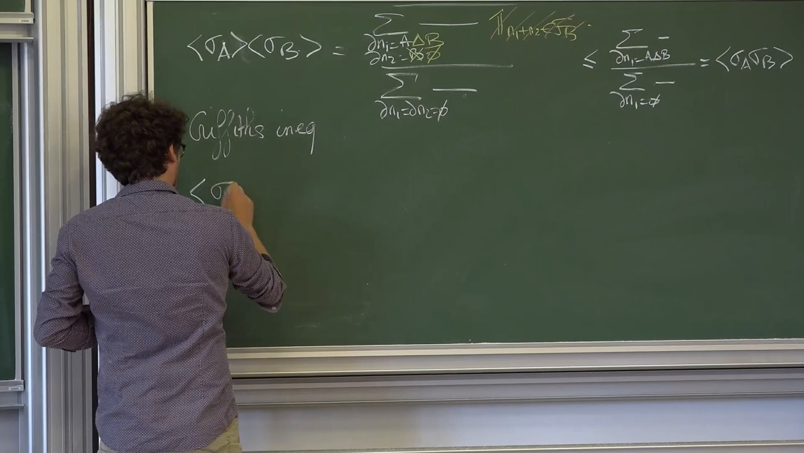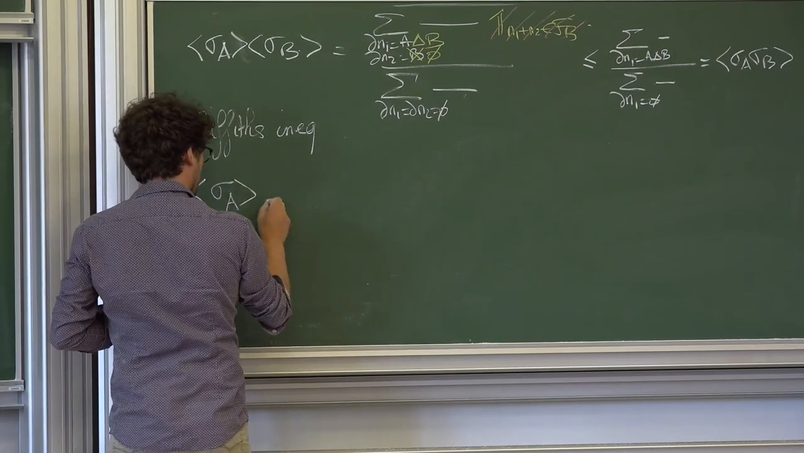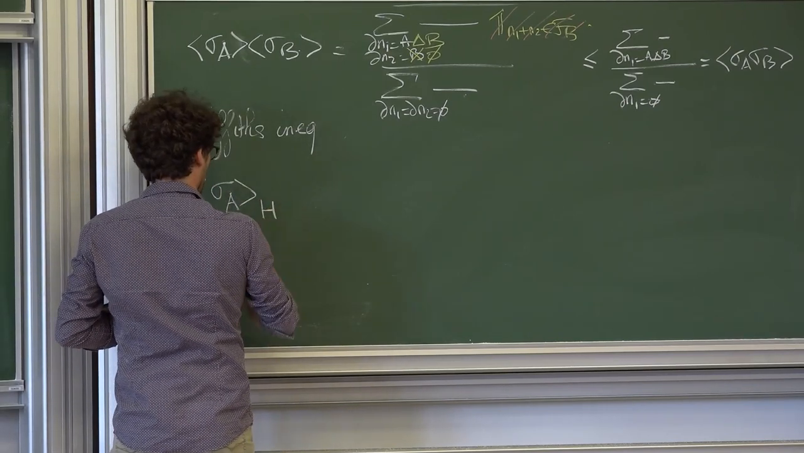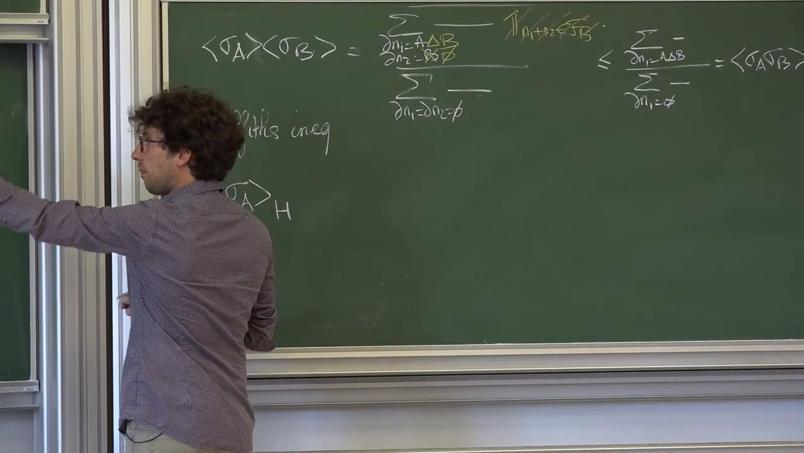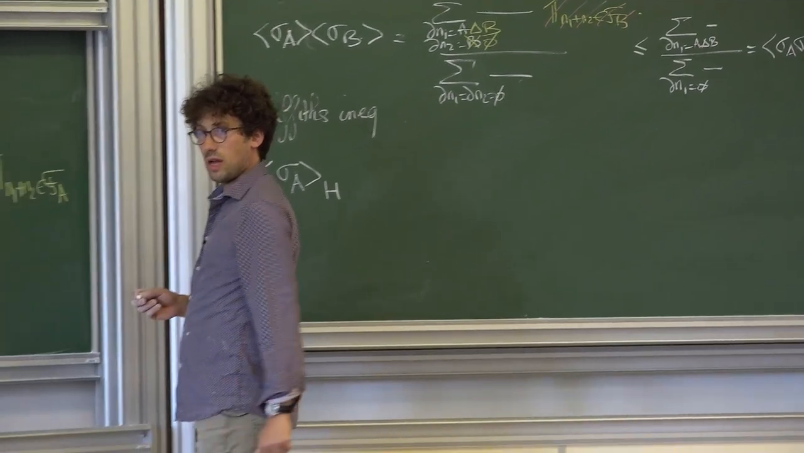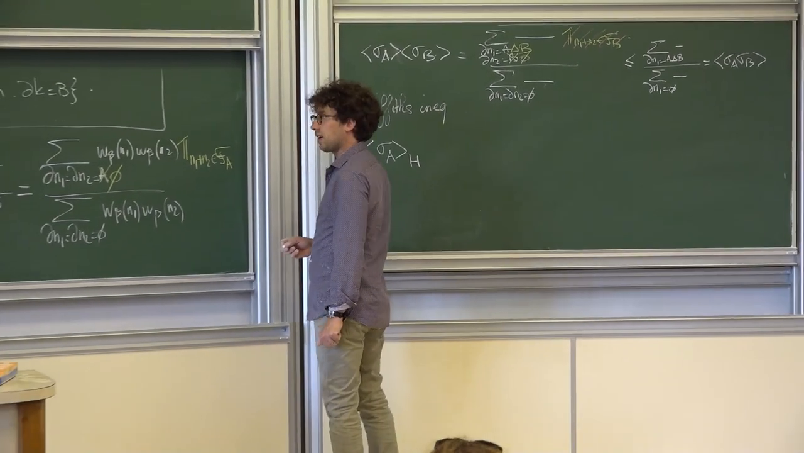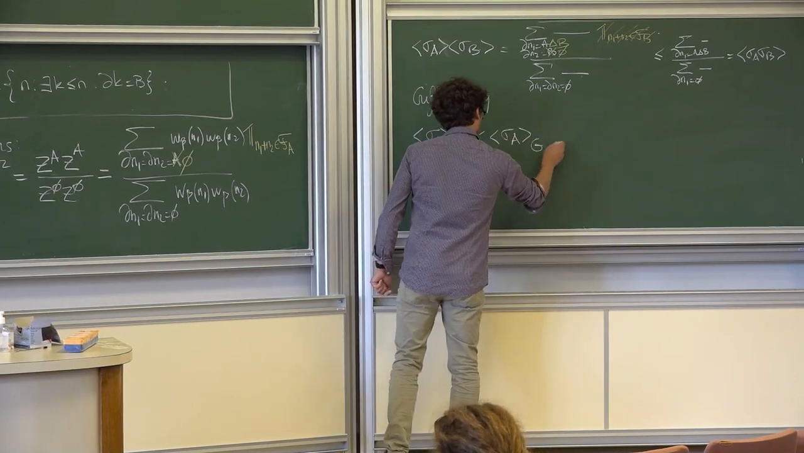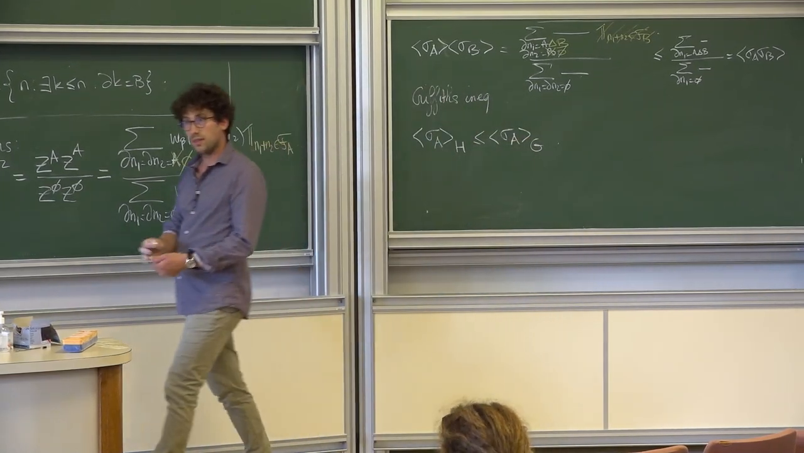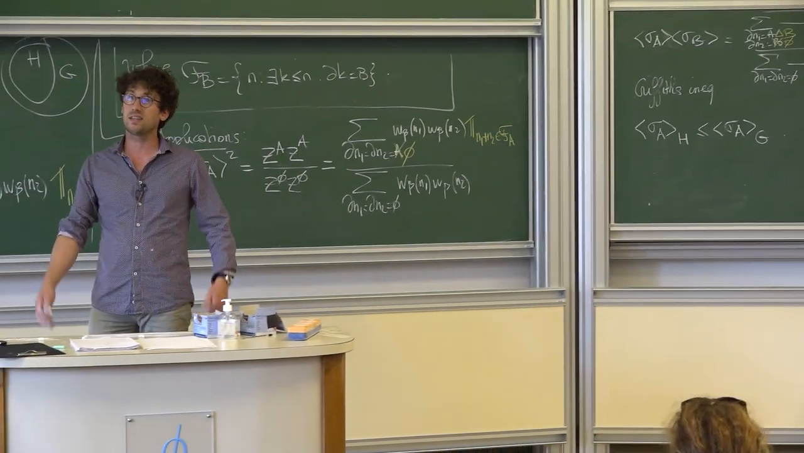By the way, you can check, for instance, that if I take H included in G, just apply it, you can try it as an exercise before next time. I will redo it. But sigma A H is going to be smaller than sigma A G. You get automatically that spin-spin correlations are increasing in the graph.